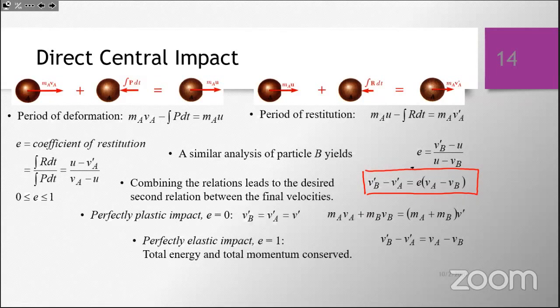But there are no units on it. It's just a scaling factor. It's really a measure of how much energy is transferred in our system.